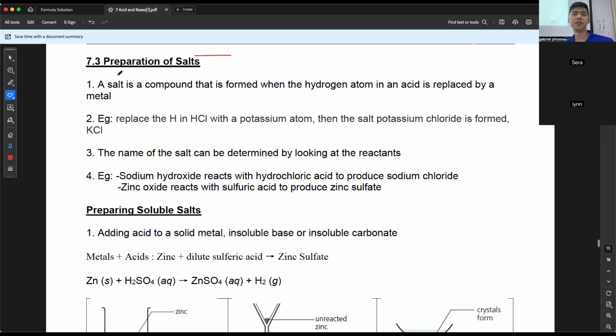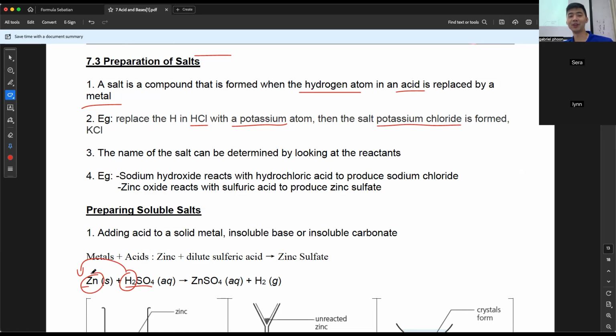Okay, so first and foremost, if we want to prepare salts, a salt is a compound that is formed when hydrogen atoms of an acid are replaced by the metal. What does that mean? For example, you see HCl, with the hydrogen replaced with potassium ion, and it will form potassium chloride. For example, metal and acid. This thing will be replaced by this thing.